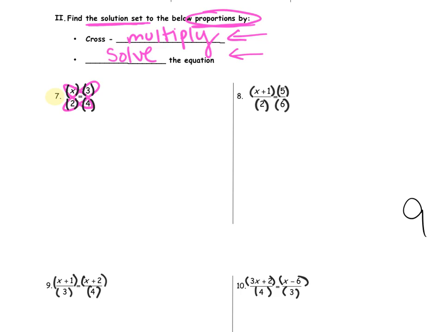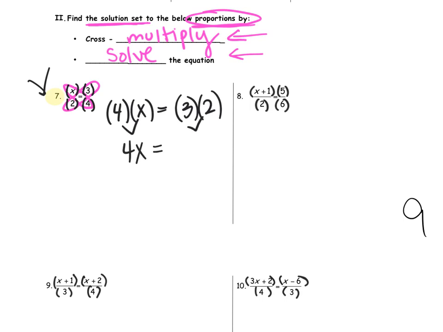So the first question we're doing together is question 7. We cross multiply. We have 4 times x is going to equal 3 times 2. Keep the parentheses. Now we can combine. We have 4x is equal to 6, and we want to get x alone. To get x alone, we need to undo the operation between them. To undo multiplication, we use division on either side of the equal sign. And I get x equals 6 over 4. Now that can be simplified, and I'll show you in the calculator.